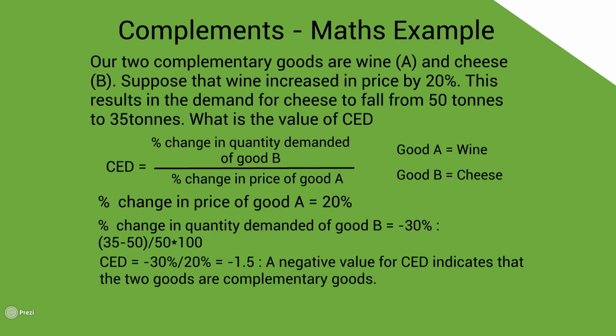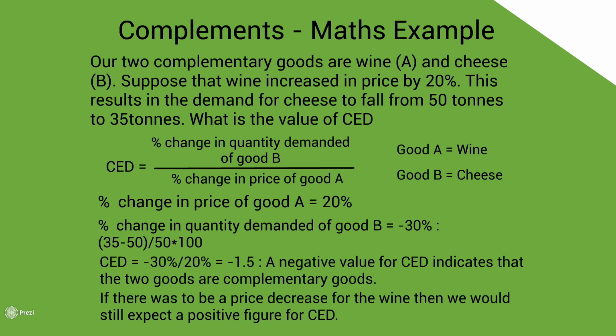Cross-elasticity of demand is then worked out by doing -30 divided by 20, which gives you a value of -1.5. A negative value for cross-elasticity of demand indicates that the two goods are complementary goods.